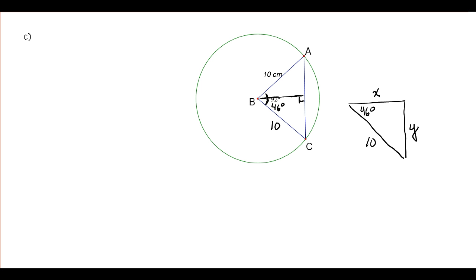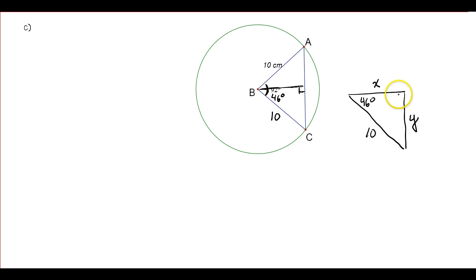So in order to find out x and y, we're going to have to use right triangle trig. We're going to have to use SOHCAHTOA. So I'm standing over here at the 46. This is my adjacent side. This is my opposite side. This is my hypotenuse. We're going to use SOHCAHTOA.